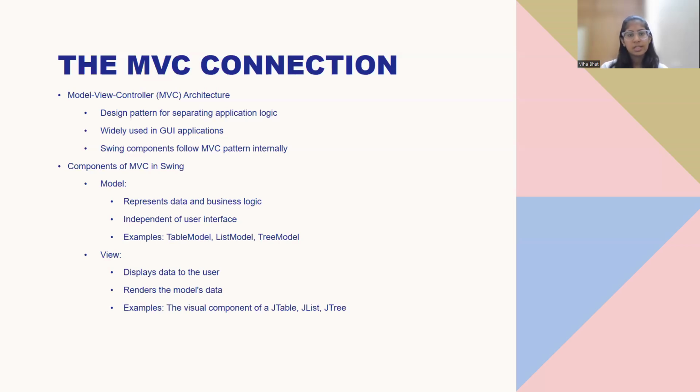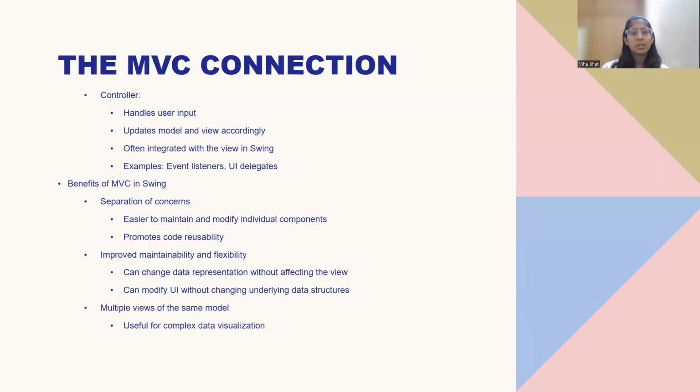So the components of MVC in Swing are, the first is the model, which represents the data and business logic. It's independent of the user interface, for example TableModel, ListModel, etc. Next is the view, which displays data to the user and renders the model's data, for example the visual components of JTable, JList, JTree, etc. The third was the controller. This handles the user input and updates the model and view accordingly, often integrated with the view in Swing, for example event listeners, UI delegates, etc.